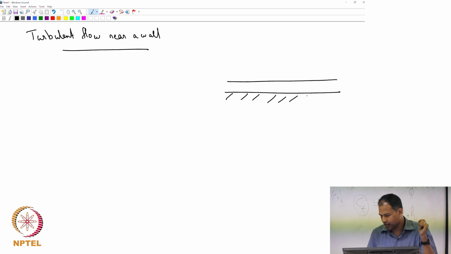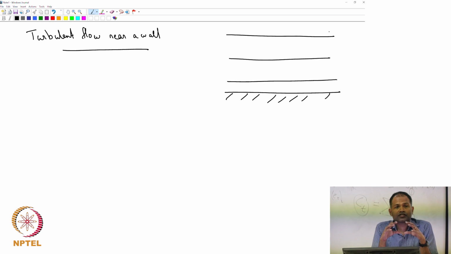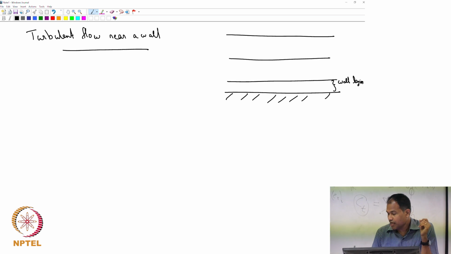So that's the wall we have. We found that the structure of the turbulent flow near the wall can be divided into three parts. The first layer is what we called the wall layer, the layer very close to the wall, where the viscous stresses are much larger than the turbulent stresses.